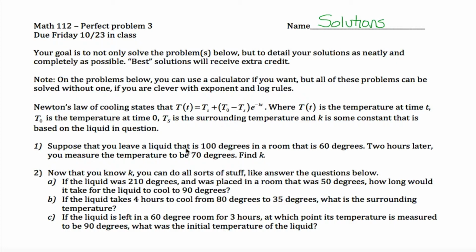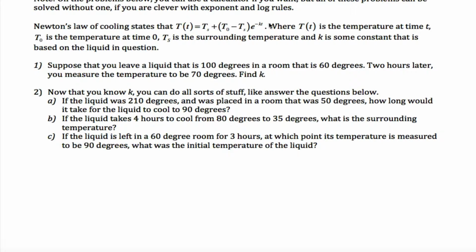So what we're going to do is use this formula to answer a bunch of questions. First thing we're going to try to figure out is what is K? What is the constant for this liquid in question? How well does it hold its heat? Well, we can figure it out by using this formula here and plugging in these numbers. So suppose that you have a liquid that is 100 degrees in a room that is 60 degrees. 2 hours later, you measure the temperature to be 70 degrees. Let's plug in all the pieces.